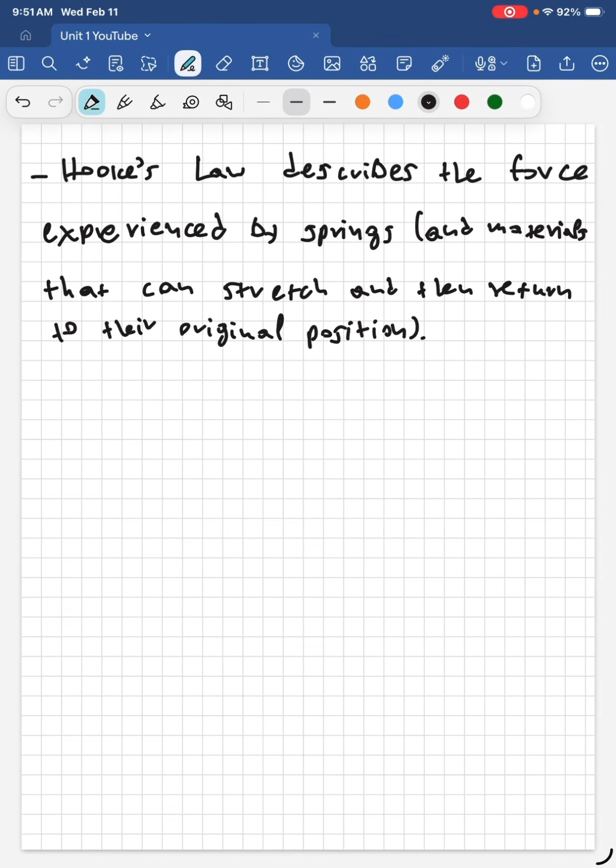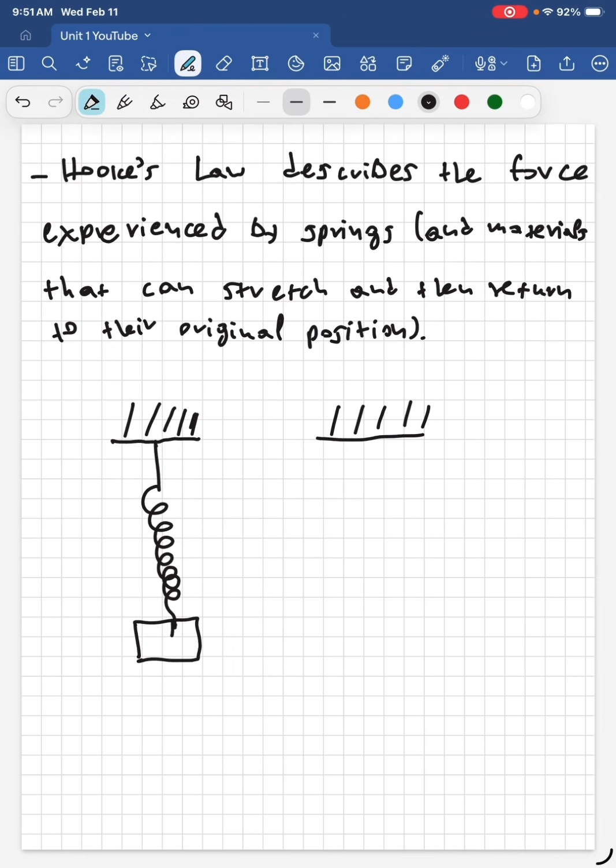Okay, so this is what Hooke's law studies, and we will quantify this in a moment. Before we quantify it, let's do a thought experiment. Maybe we have some ceiling, and we have a spring, and we hang some mass by this spring, so it will extend by some amount delta x.